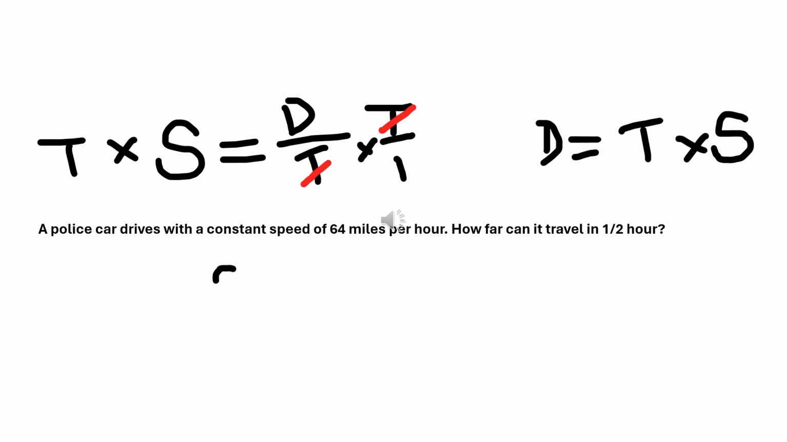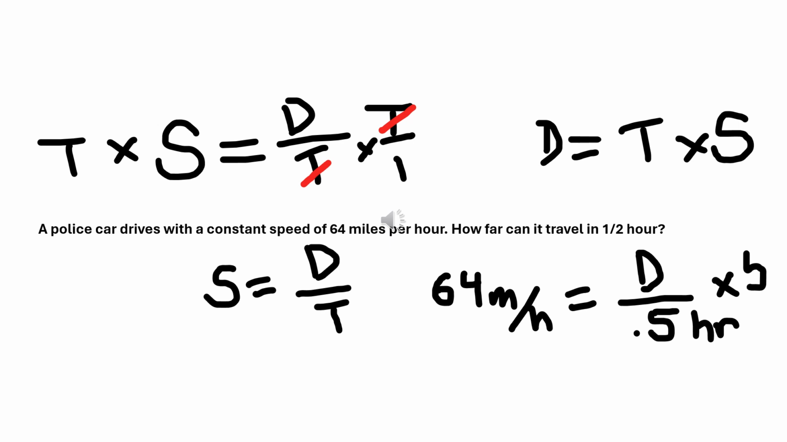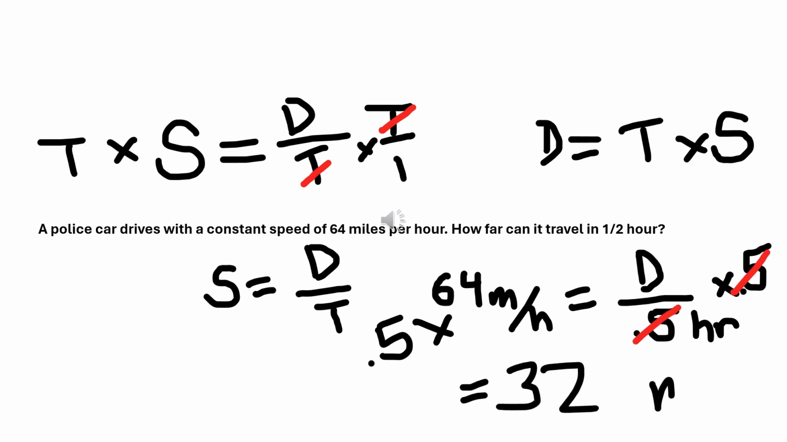So speed equals distance divided by time. We're going to plug in the numbers we've been given. We have 64 miles per hour. We don't know what the distance is, but we do know that the time is half an hour. So if we multiply each side by half an hour, what do we get? Let's see. We're going to cancel out the half on one side of the equation, and so we're going to be left with distance equals half times 64. And so we end up with 32 miles for the distance.